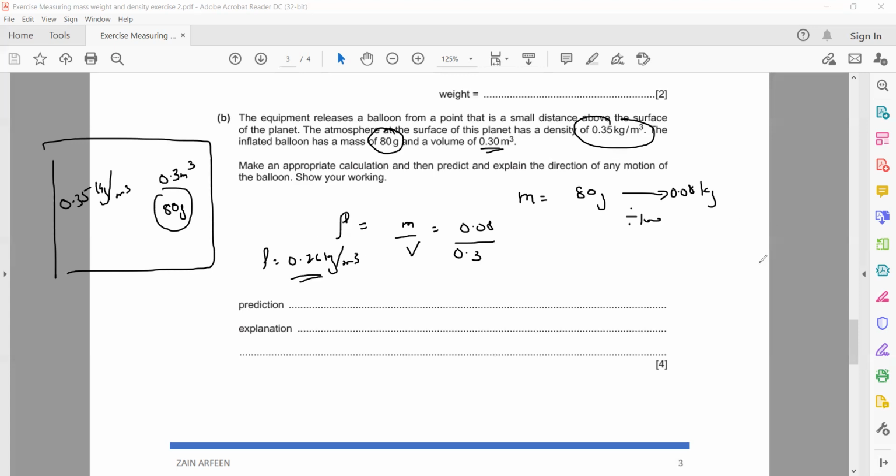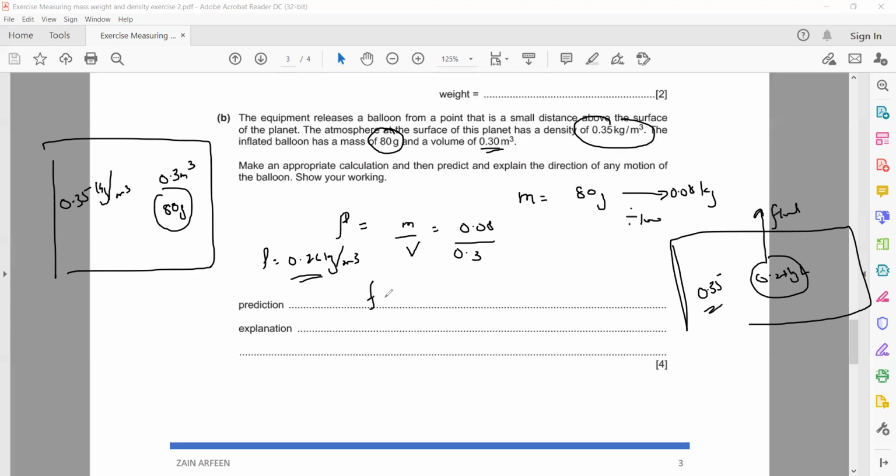So the density of the balloon is 0.26, and the density of the surrounding is higher, 0.35, so this balloon will float. So predict what will happen. It will float. And for the reason, the explanation, you will mention that the density of the balloon is less than the density of the atmosphere, that's why it will float.